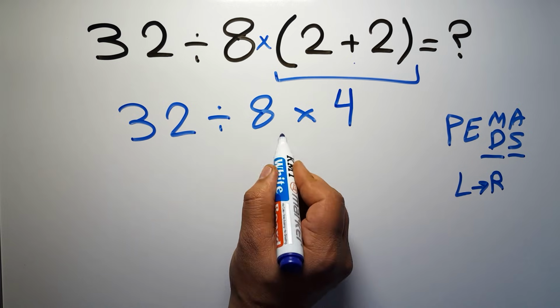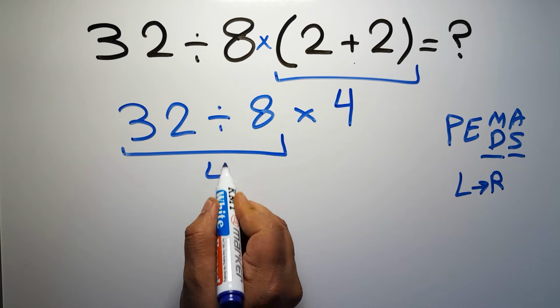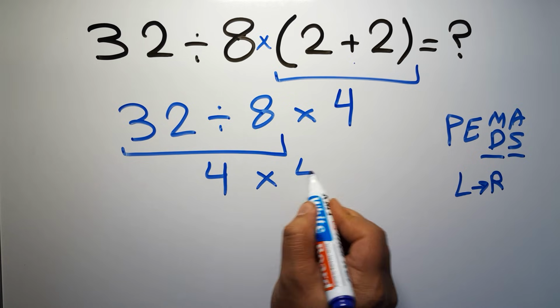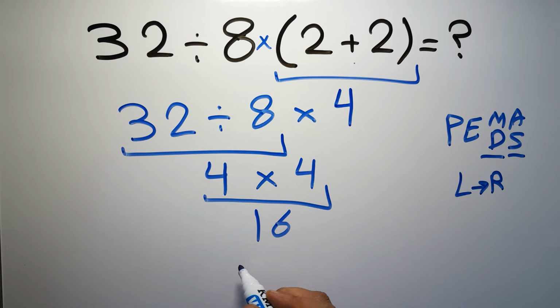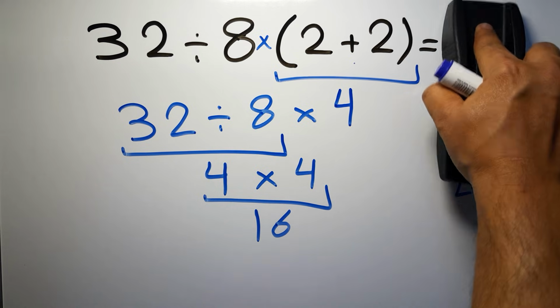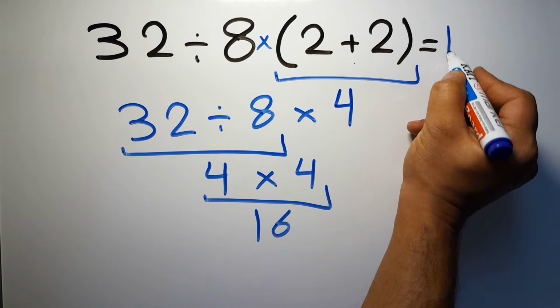32 divided by 8 gives us 4. So 4 times 4, which equals 16. And this is our final answer to this problem. The correct answer is 16.